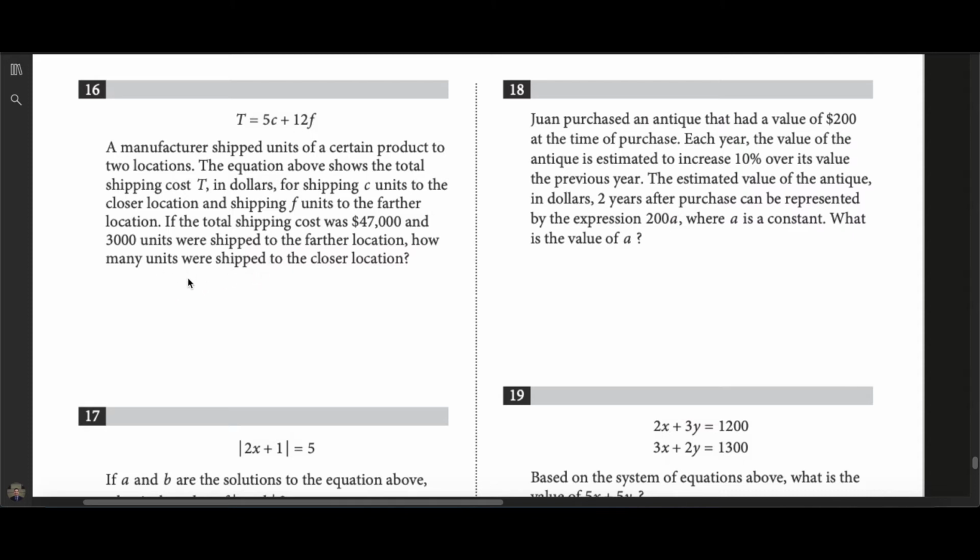Okay, so this is telling us that T is 47,000. And this is equal to 5 times C. We don't know what C is. We're looking for that. Plus 12 times 3,000 units. So if we multiply this out, this gives us 36,000 plus 5C is equal to 47,000. Let's go ahead and subtract 36,000 from both sides.